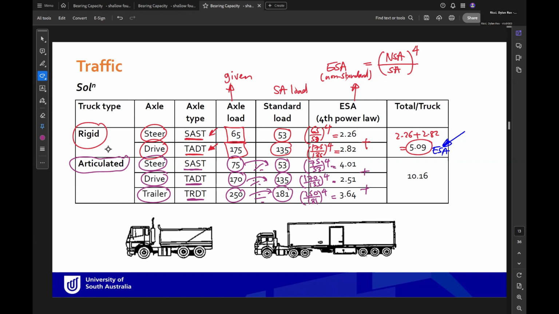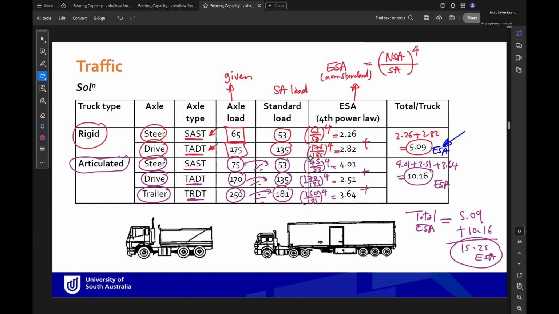So the total will be the summation of these three values, which are 4.01 plus 2.51 plus 3.64, equal to 10.16. So the total ESA for both trucks will be 5.09 plus 10.16, equal to 15.25 ESA. So one bus of these two trucks together will be 15.25 ESA.